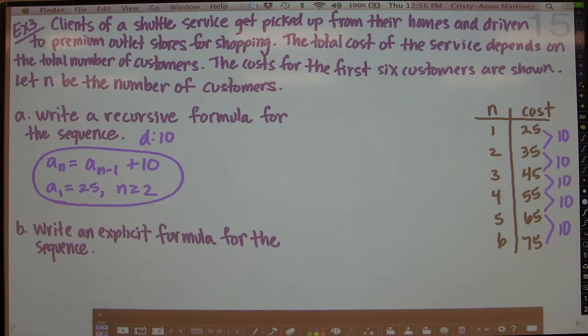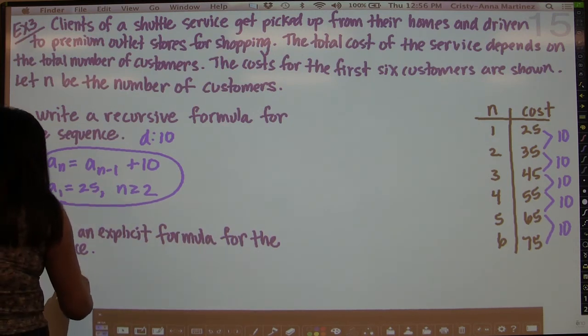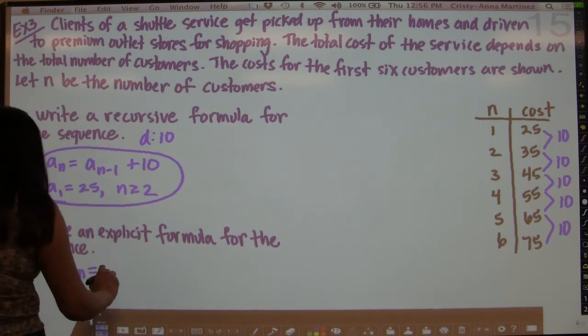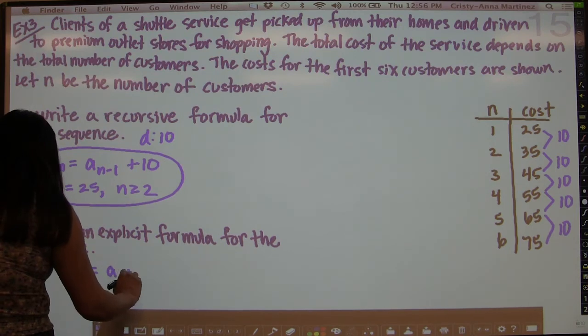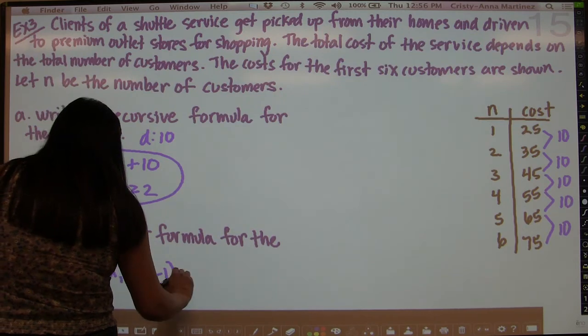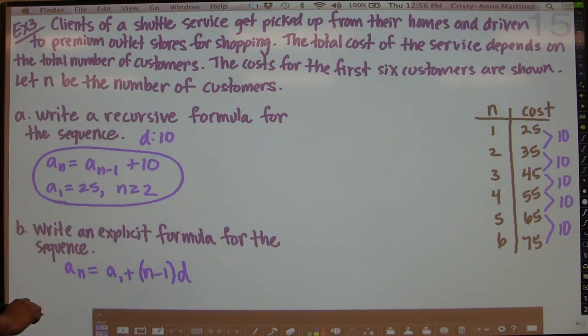So we had a formula from a previous chapter. I don't know if you remember it or not, but it was basically here. a sub n is equal to a sub 1 plus n minus 1 times the common difference. This is the formula that we used in the previous chapter, so hopefully you still remember it. But we can use this formula to find the explicit form of this formula for the sequence.